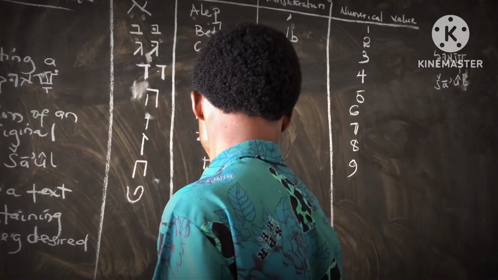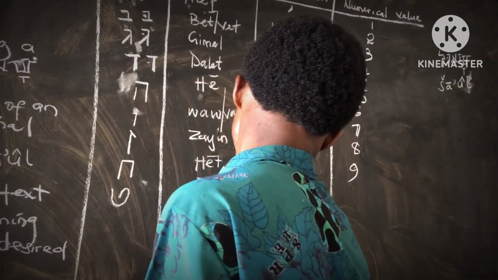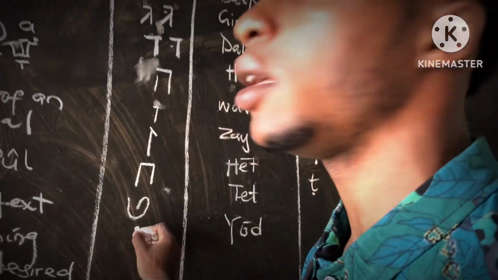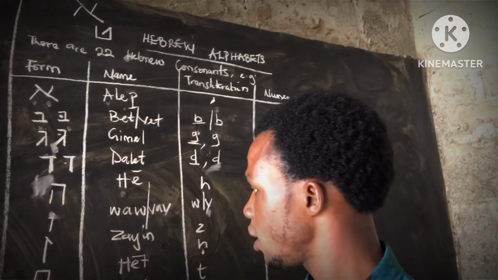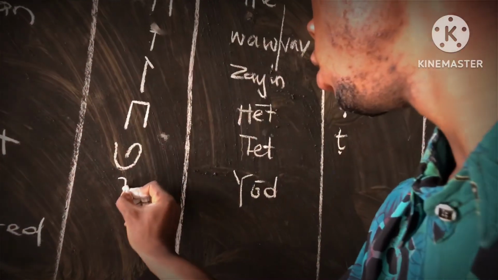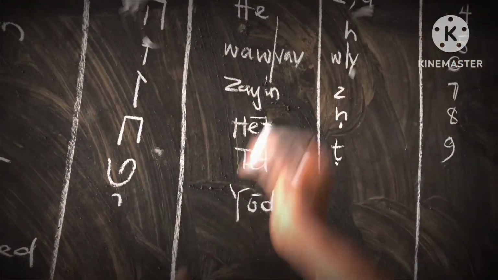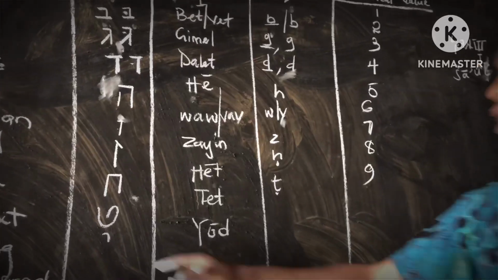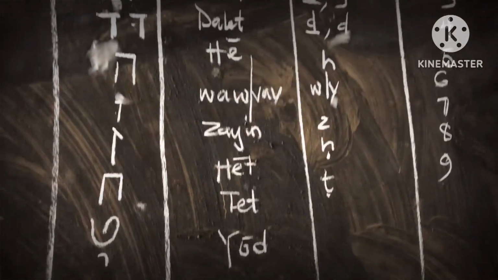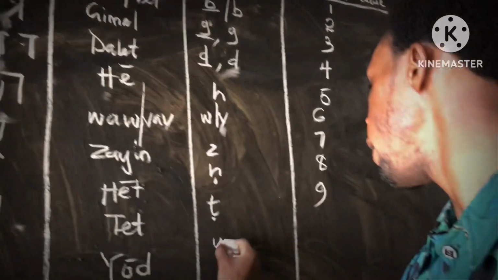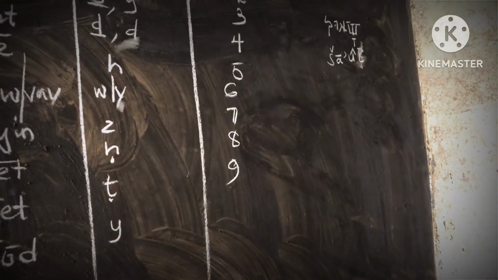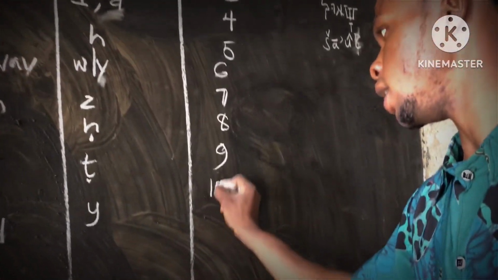The next one is what we call Yod. Yod just looks like an apostrophe, but it hangs at the top. This is Yod. Yod simply represents the sound Y. We have it as number 10.